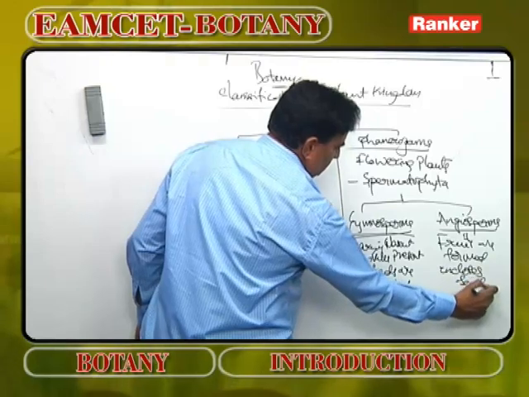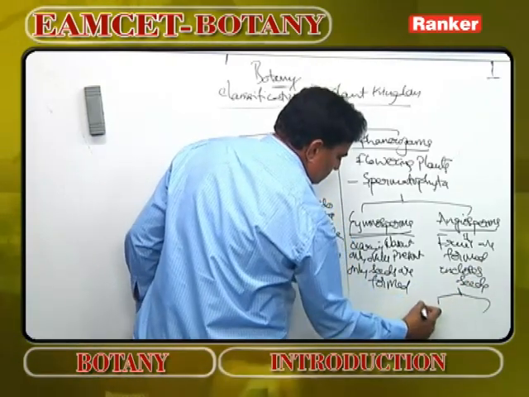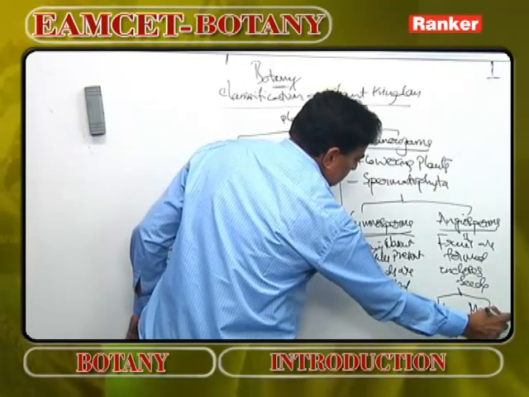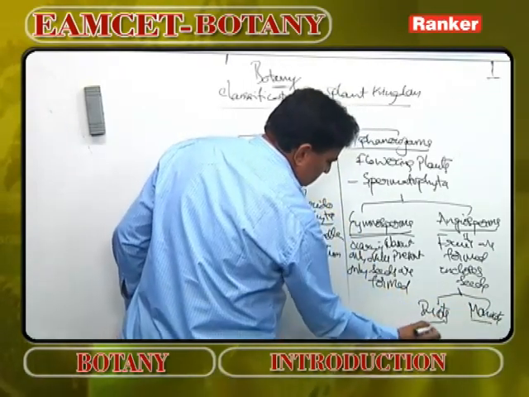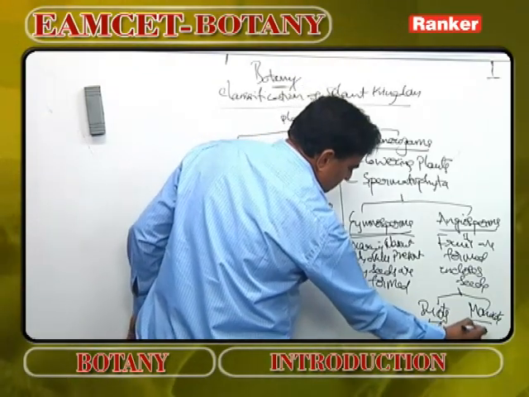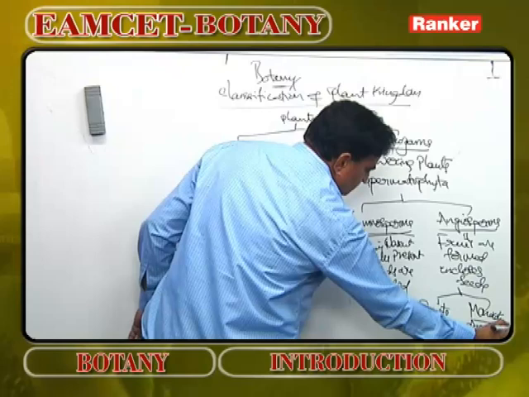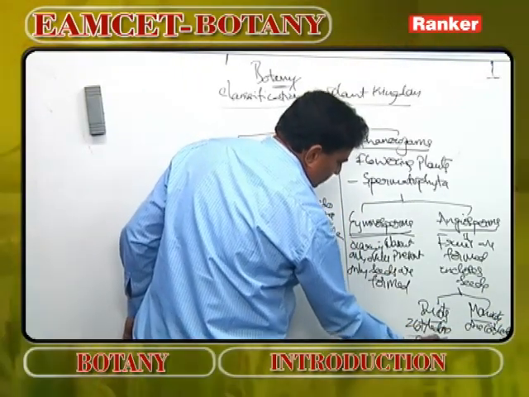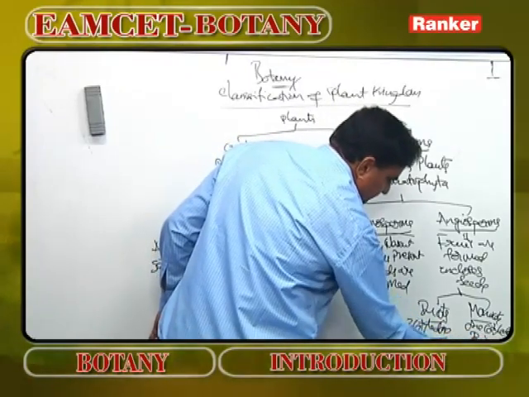Angiosperms enclose seeds. This is divided into two classes. One is dicots, the other is monocots. Dicots means two cotyledons, monocot means one cotyledon. This is two cotyledons, this is one cotyledon. Example of dicots: Datura and many plants. Example of monocots: rice, maize and many plants.